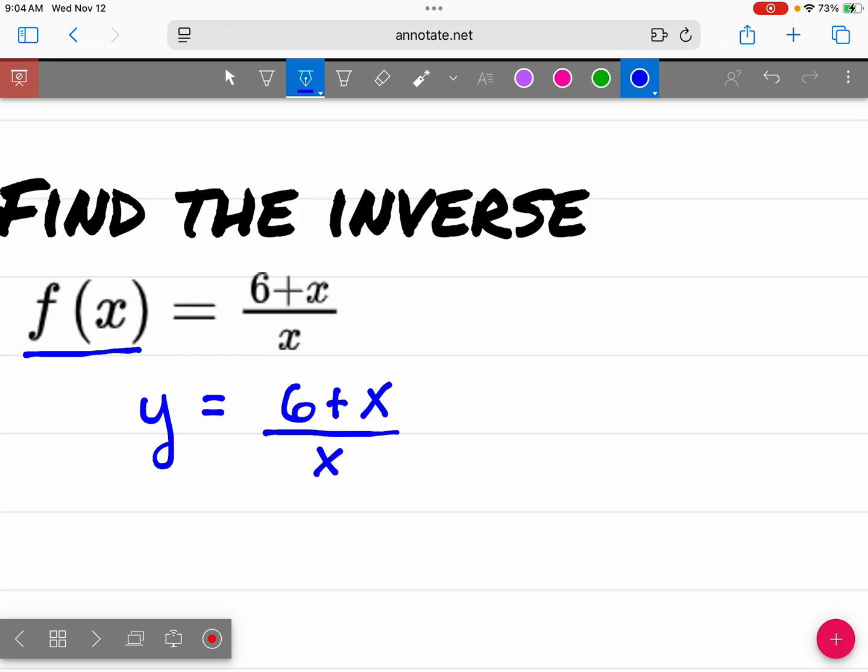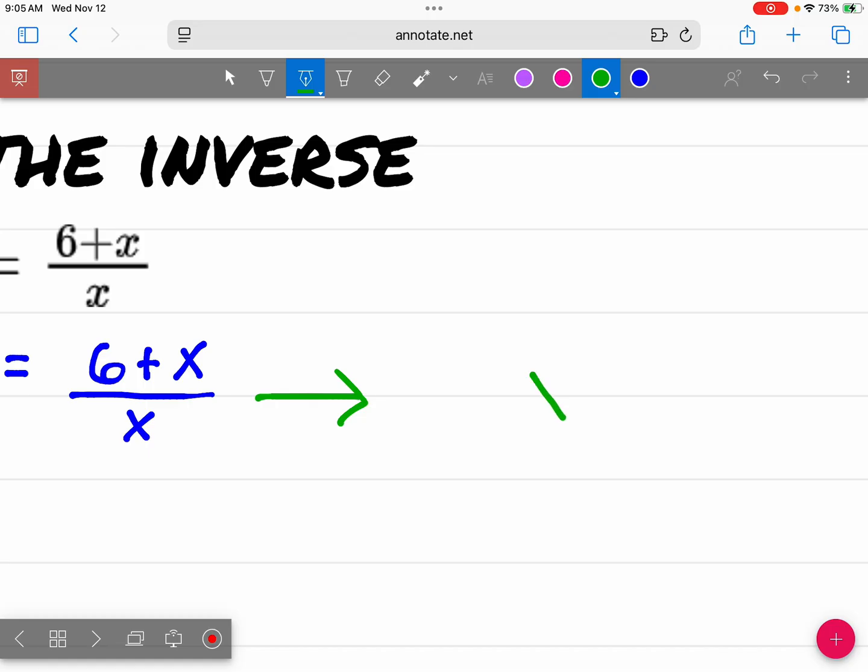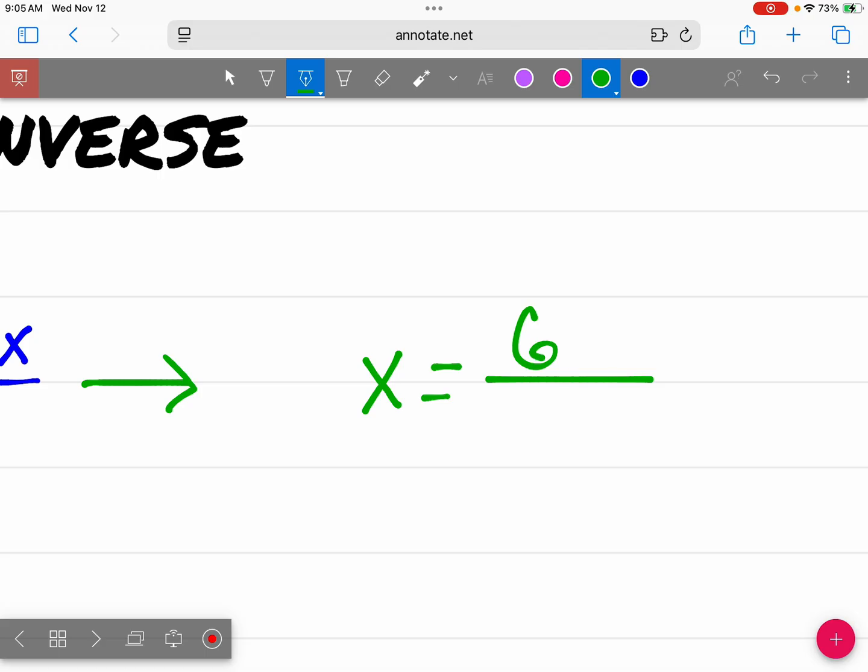Then we're going to take the letter y and the letter x. Every single letter x gets replaced with a y. Every single y gets replaced with an x. So to make our inverse here, we're going to write this as x equals 6 plus y over y. And we want to try and get this to be a y equals. That's the whole goal. So we want to be able to put this in function notation.